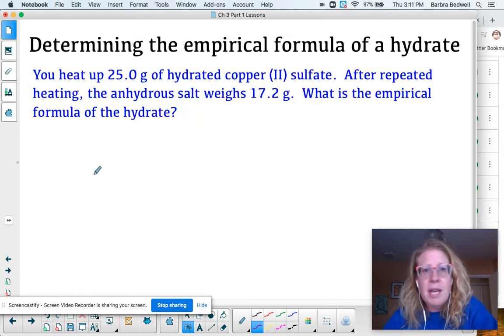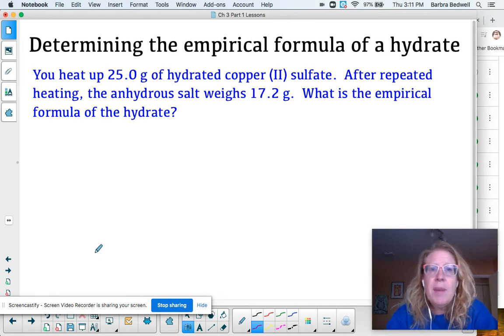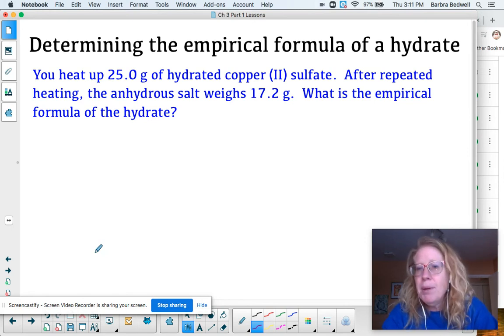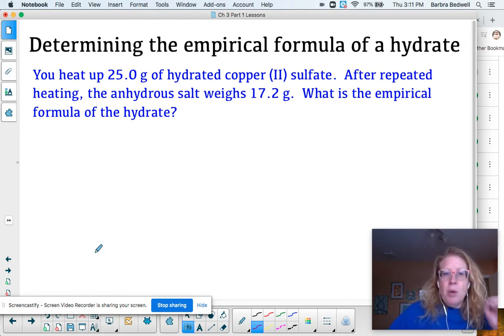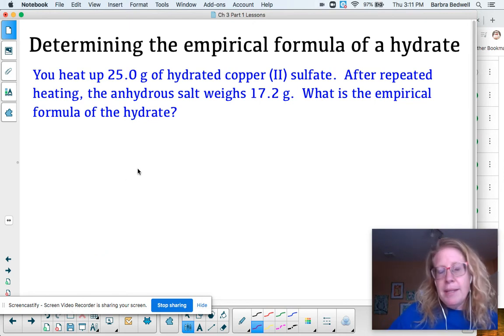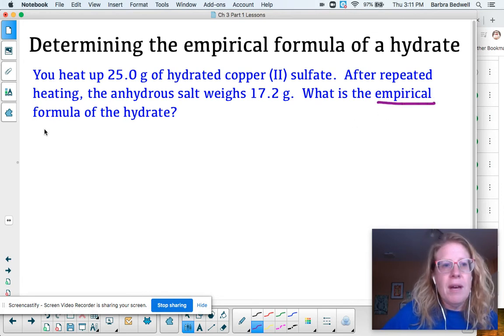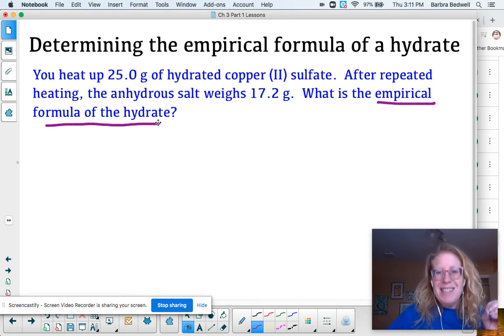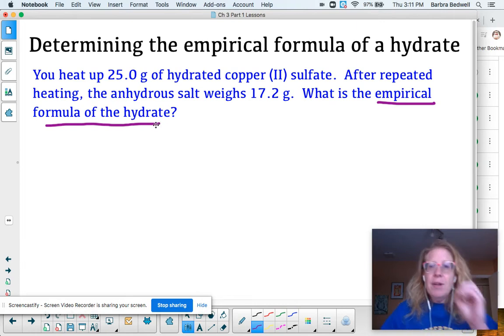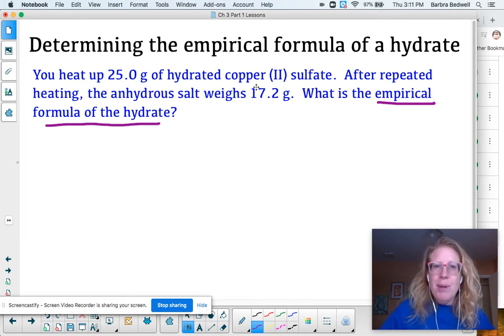So here's what this looks like when we do the math on that. You heat up 25 grams of hydrated copper 2 sulfate. After repeated heating, the anhydrous salt weighs 17.2 grams. What's the empirical formula of the hydrate? So we've got to do a couple of things. We need our molar masses. But the nice thing is when we are doing empirical formula of the hydrate, we do not need to know every single element. I know what the empirical formula of copper 2 sulfate is. I'm giving it to you.